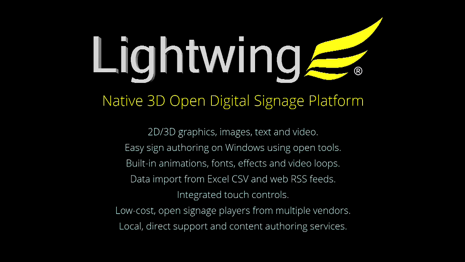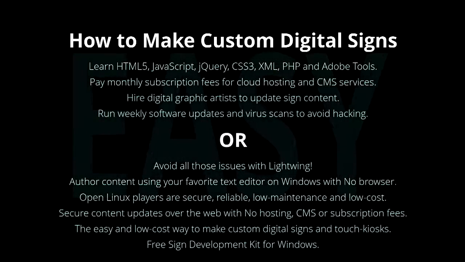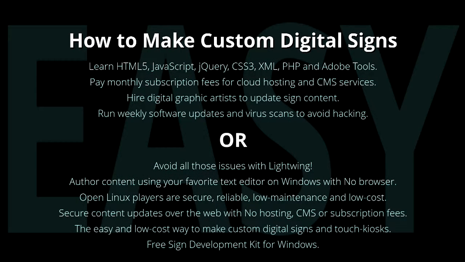The free Lightwing Sign Development Kit for Windows includes all of the source files for several demos, including this one, as well as tutorials, fonts, effects, images, 3D animations, plus all of the open tools needed to build and deploy digital signs and touchscreen applications for low-cost ARM hardware. Content is king in digital signage, and Lightwing makes it easier to create great, compelling content.